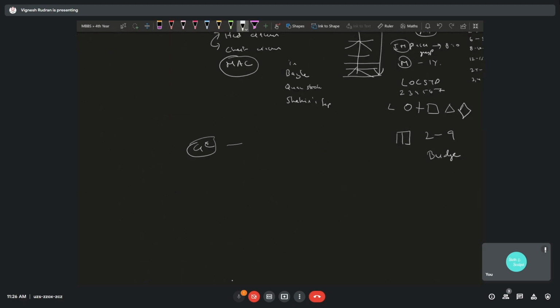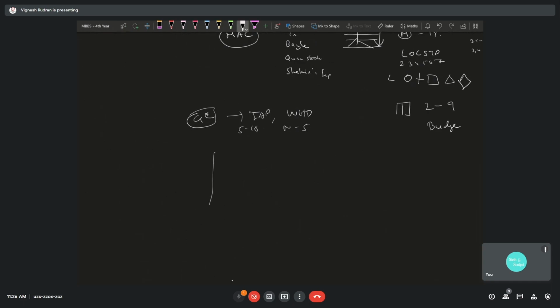You have 2 important growth charts, IAP and WHO. WHO is for neonates till 5 years. Your IAP is 5 to 18 years. They will have a plot like this. They'll have one center line like this, two lines like this, last line like this. This is your midpoint. This is 1 standard deviation, minus 1 standard deviation, minus 2 standard deviation. This is plus 1 standard deviation, plus 2 standard deviation.